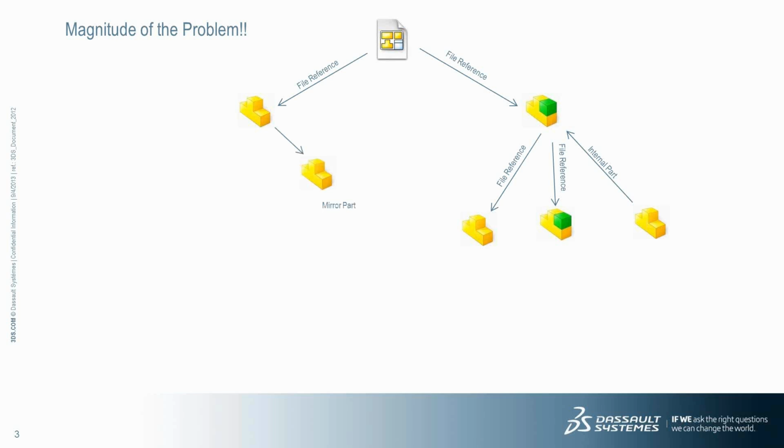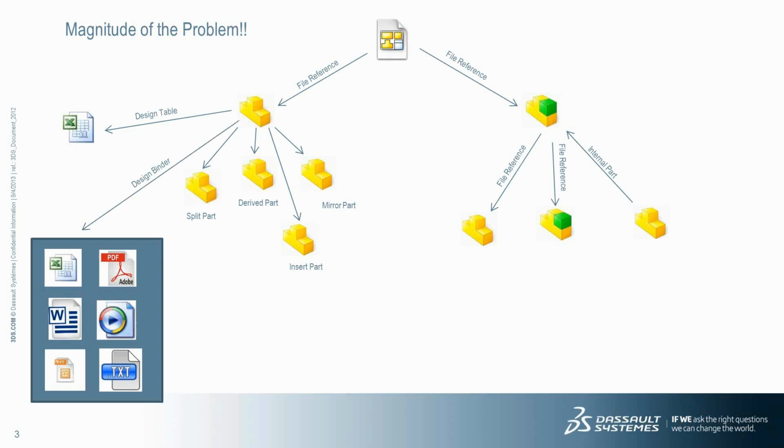Now on the part side, if I've created a part, did I create it using mirror part? Did I use derive part? There's an insert part command. How about if I did a split part to create it? So there are other things that get in the way. Well, what if I used an externally linked design table? Or I've put documents inside my design binder. All of these are references. All of these are things that need to be managed and organized.